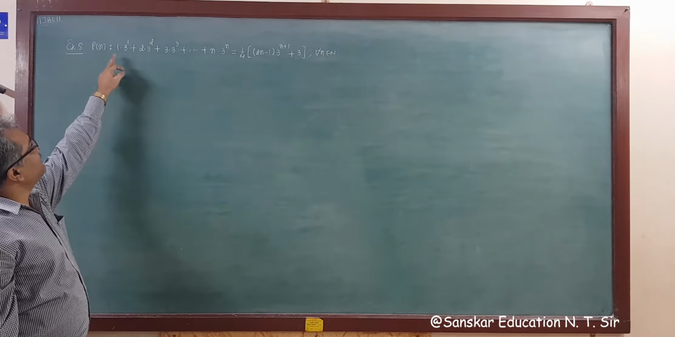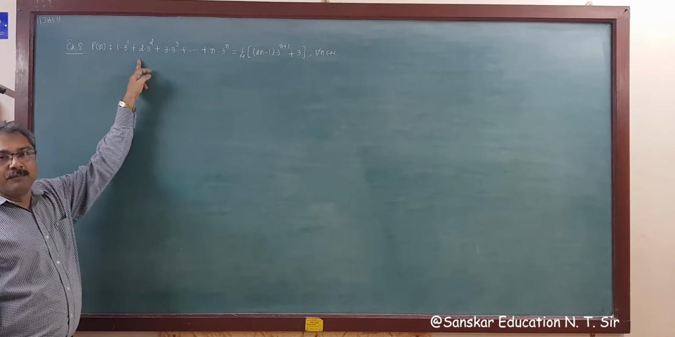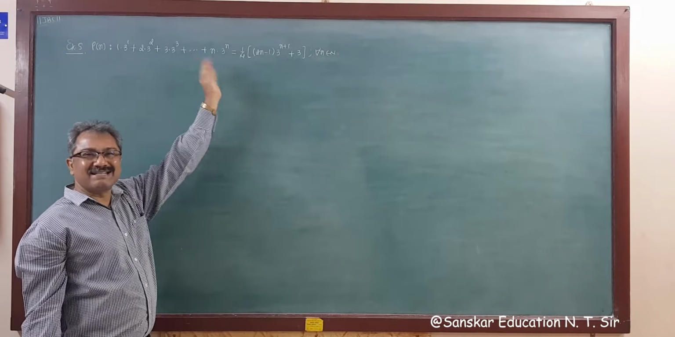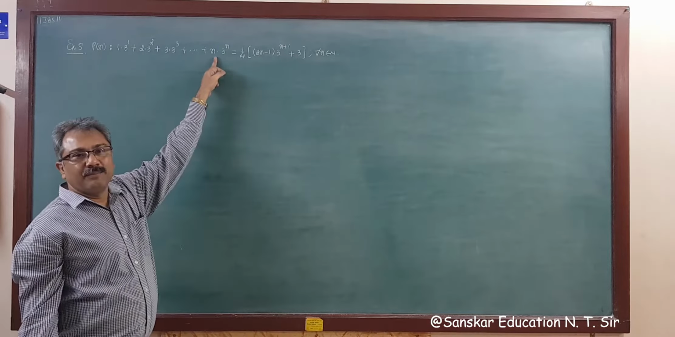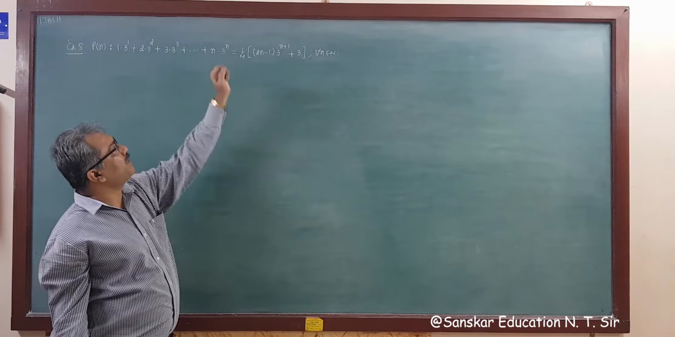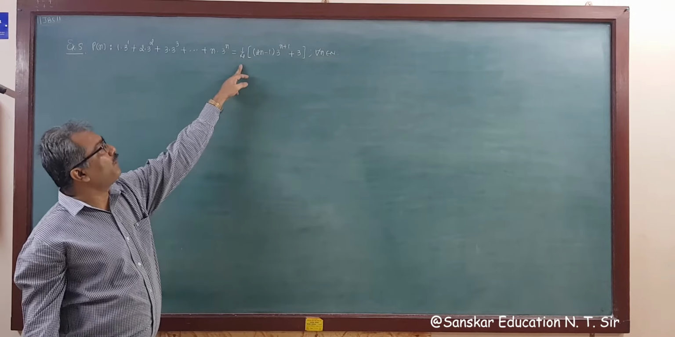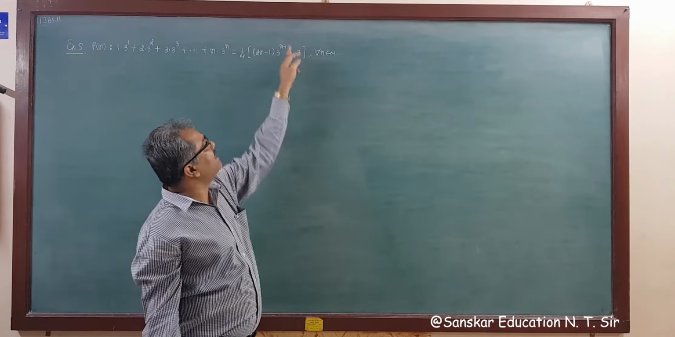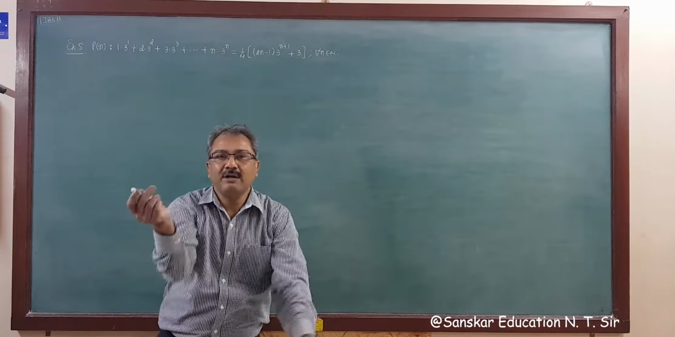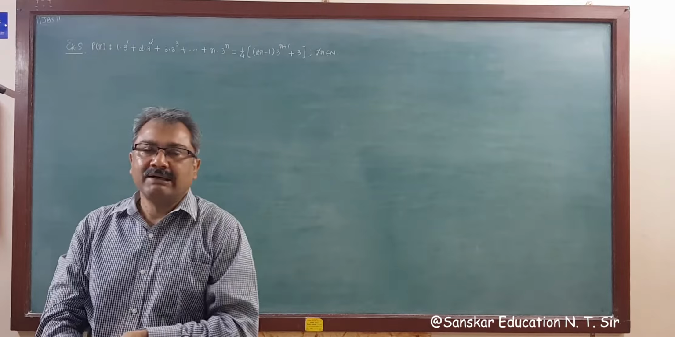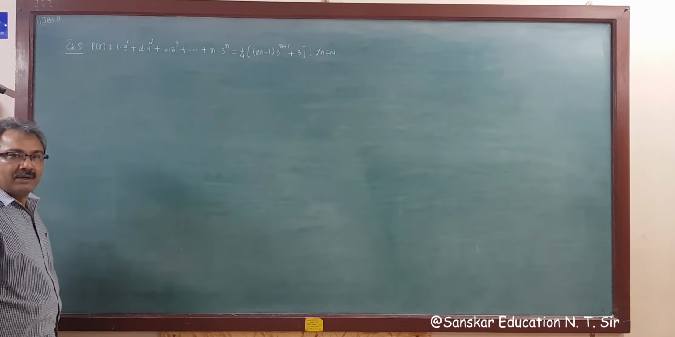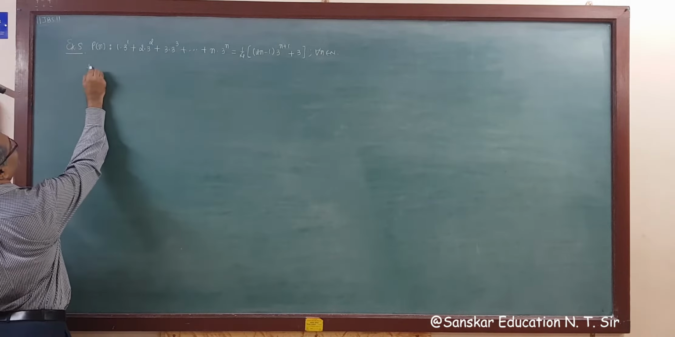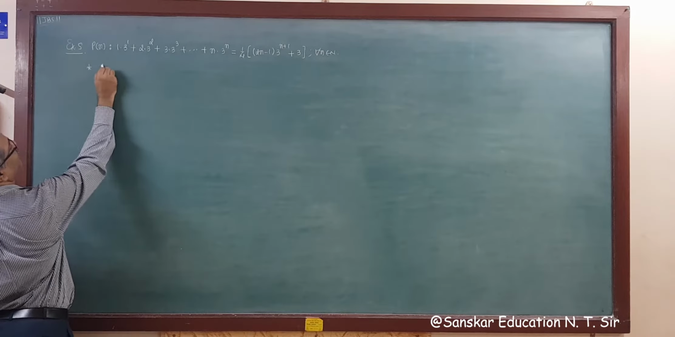Given that Pn is equal to 1 into 3 raised to 1 plus 2 into 3 square plus 3 into 3 cube plus dash, the last term is plus n into 3 raised to n, is equal to 1 upon 4 into bracket twice n minus 1 into 3 raised to n plus 1 plus 3, for all n belongs to N. This is the given question. So as per routine, this is for n equal to 1, the first step.